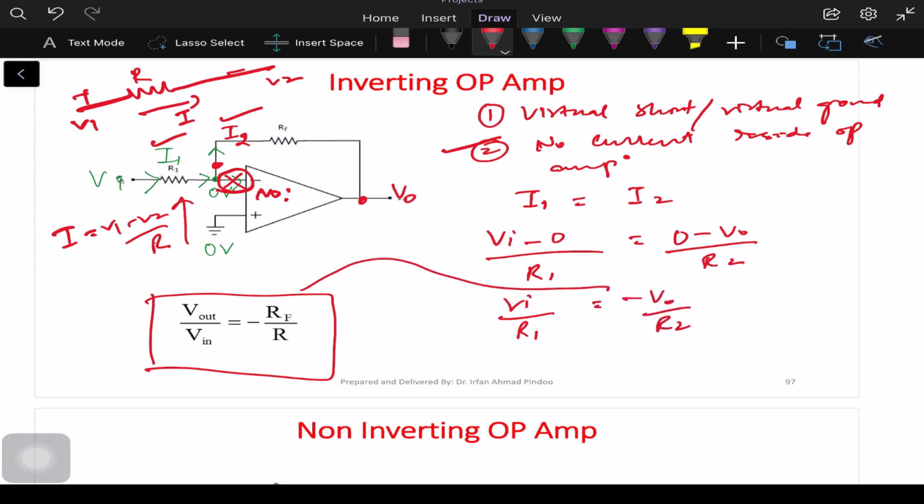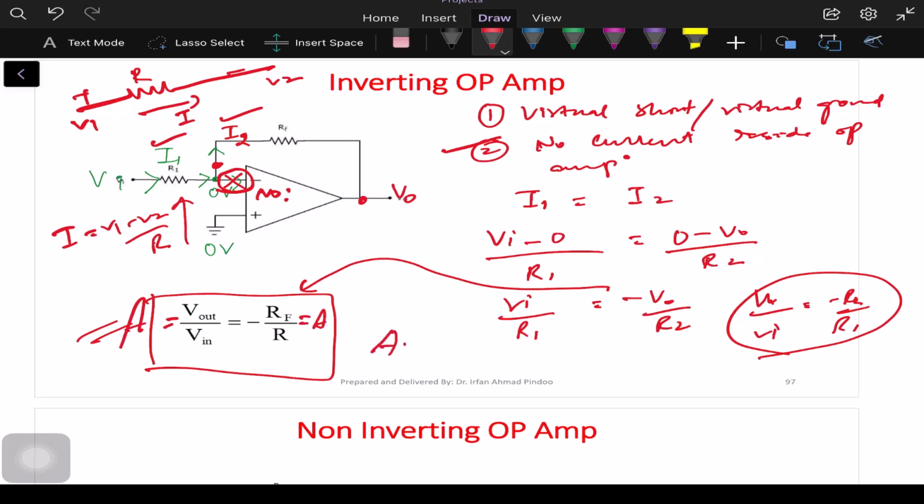So you can see we are getting this relation, that VO upon Vi is equal to minus R2 by R1. So it is a very important relation that is actually telling you V out by V in is what? It is nothing but the gain, A. So it is telling you that the gain of this particular op amp is simply the ratio of two resistors.